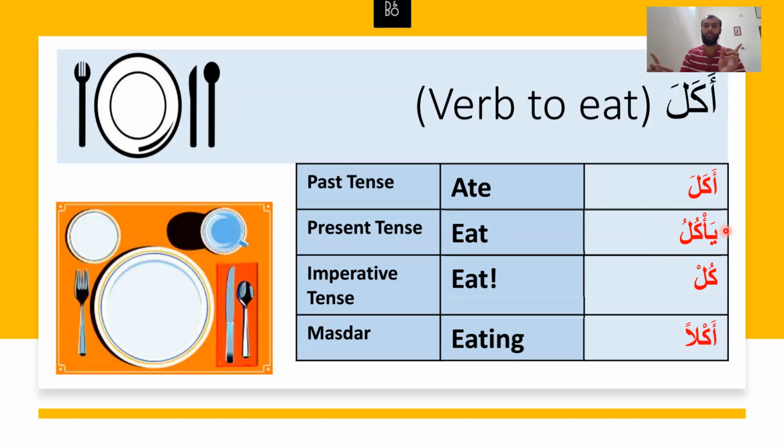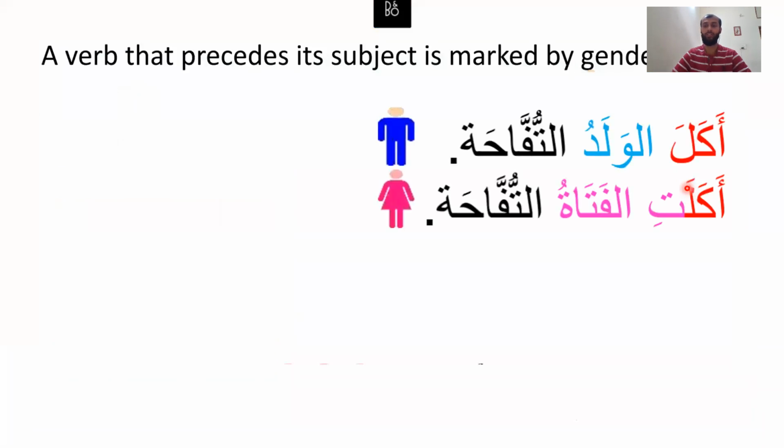Takulu is she eats. So, in present tense you change the front. In past tense you change the back. So, akala, akalat is past tense, it has already happened. Yakulu, takulu is present tense. It is happening now. So, akala, yakulu is present tense for boy. Akalat, takulu is referring to feminine. Akala, yakulu refers to masculine.